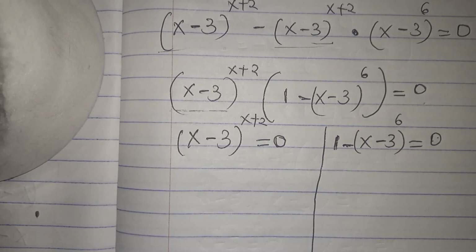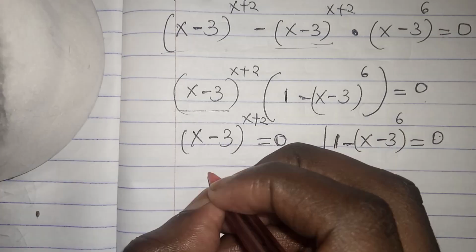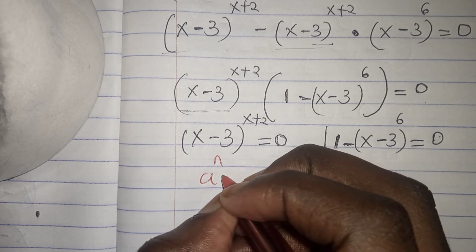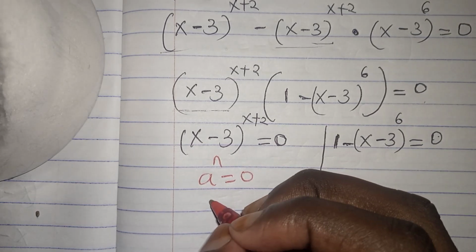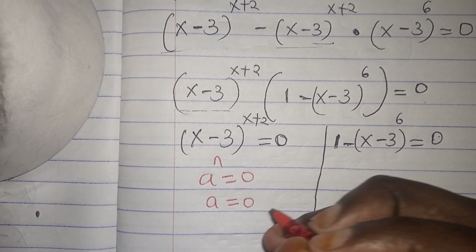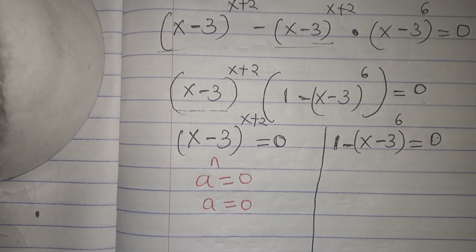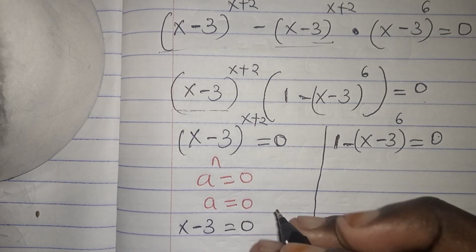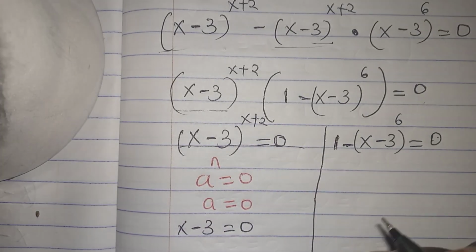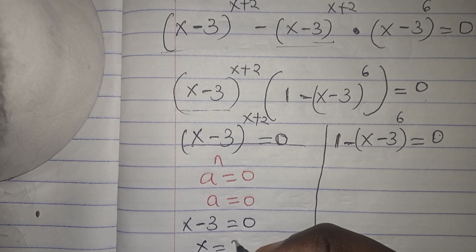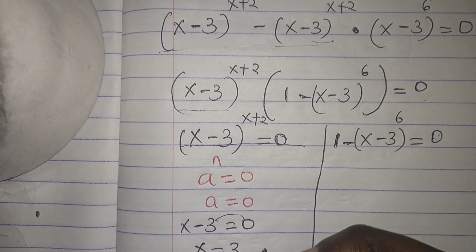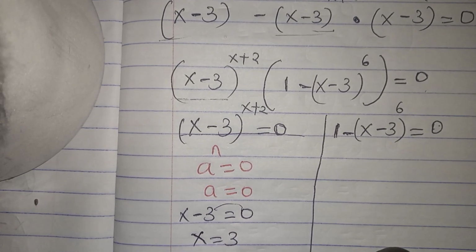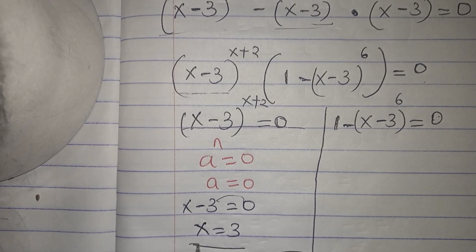So according to this exponential rule that says a^m = 0, this means that a = 0. Our base is equal to 0. So x - 3 = 0 for this case. x = 3, by bringing this 3 to this side. So the first value of x is 3.